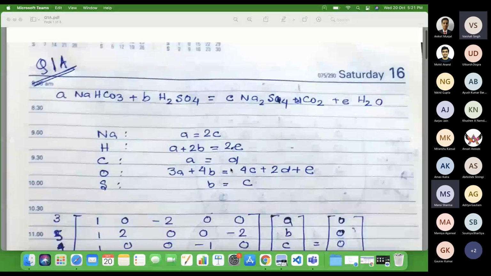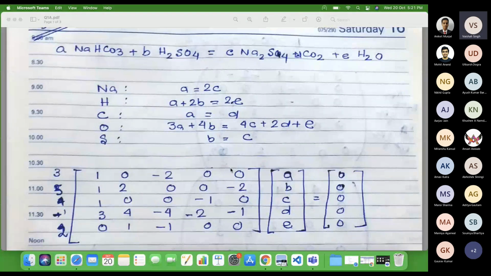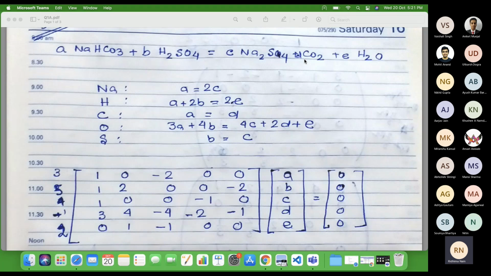Okay, so you all were supposed to make these equations, and using these equations, you were supposed to solve using Gauss elimination. So there was 1 mark to make the correct equations. If you have written these correct equations, you'll get 1 mark.